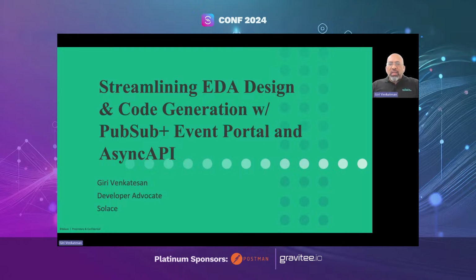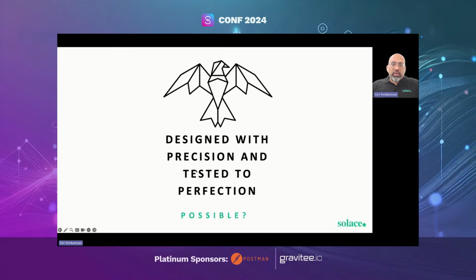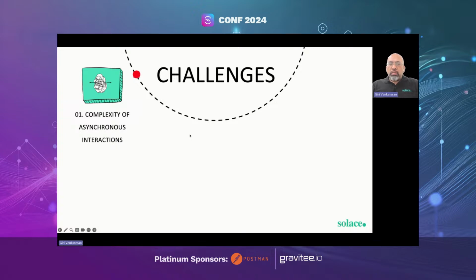As developers, we strive for designs with precision, tested to perfection to ensure reliability, efficiency, and improved user experience. But it's important to recognize the complexities and challenges involved in real world applications. This is particularly true and complex in the context of event driven systems. There are many challenges, but let's focus on the key challenges here.